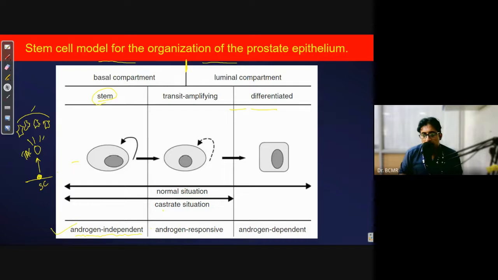The transit amplifying cells are kind of androgen responsive. That means if the androgen is there, they probably live longer. If the androgens are not present, then they do not live as long. Whereas the differentiated cells are androgen dependent, meaning that when there is no production of androgen, the cells usually start dying. So we call it androgen dependent.